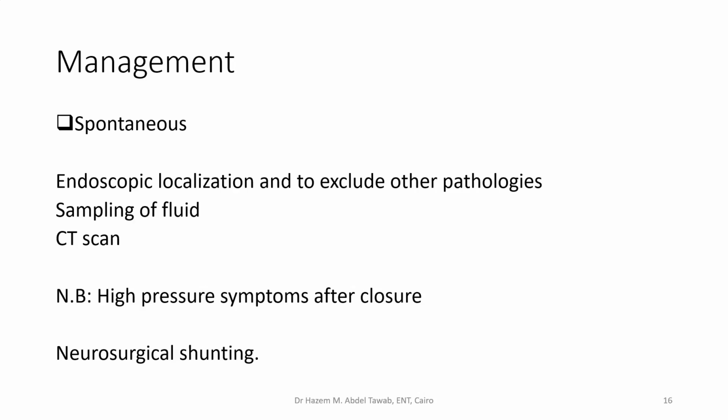High pressure symptoms after closure. Usually, if you have controlled that defect and closed it with your methods that we are going to discuss after a while, and then that patient had the high pressure symptoms, increased CSF pressure, which you measured by headache, and you have seen the symptoms, it means that this patient might also need a neurosurgical shunting, a neurosurgical intervention, because spontaneous leak is usually associated with elevated pressure.